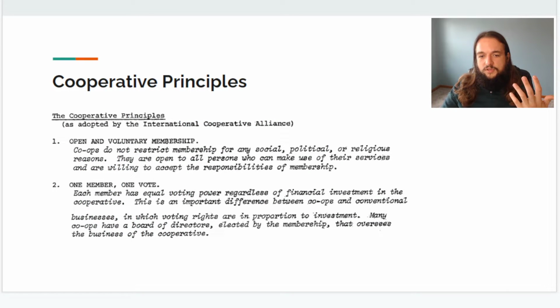So, based on the Rochdale Cooperative and the ICA's development of mission principles from that point, I live right next to the cops, so sorry about the siren.